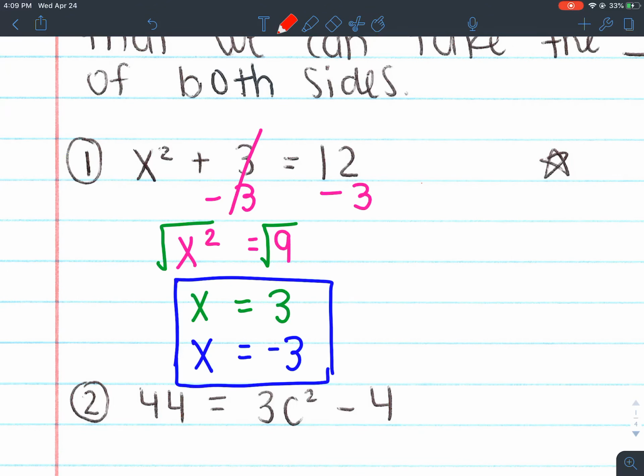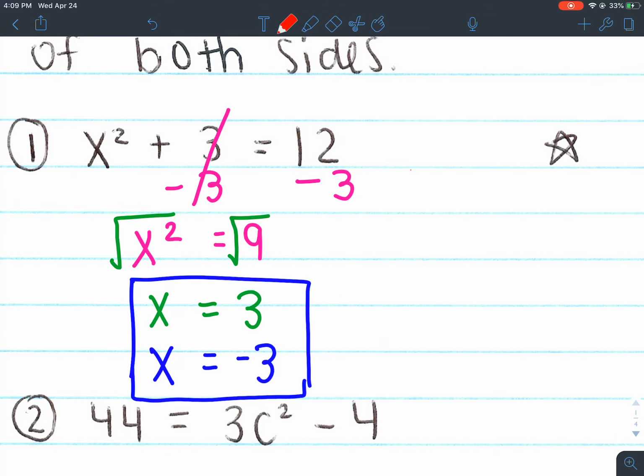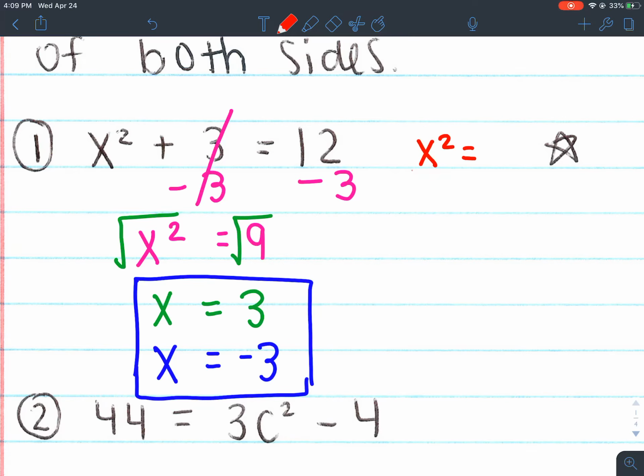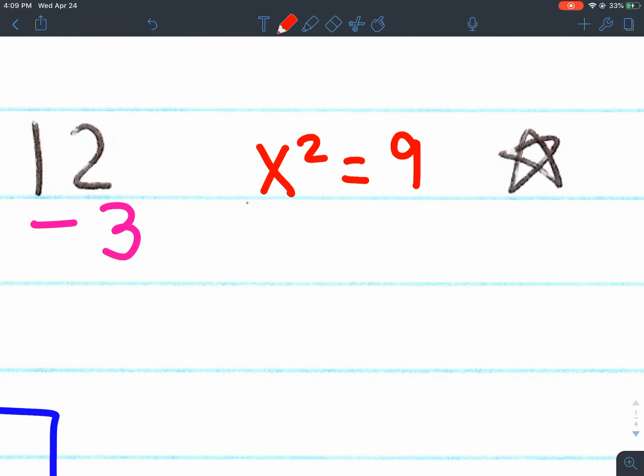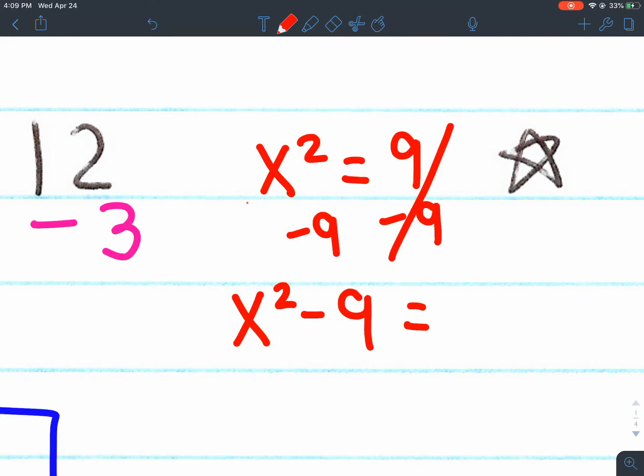So let's pretend we had to graph this. I'm going to go ahead in the red. You don't have to write what I'm writing in red. I'm going to write what I had over here. Now if I ask you to graph this to check, what would you do? Well, in order to graph something, I need it set equal to 0. And I always want to keep my a term positive. So I'm going to subtract 9 on both sides, and I have x squared minus 9 equals 0.